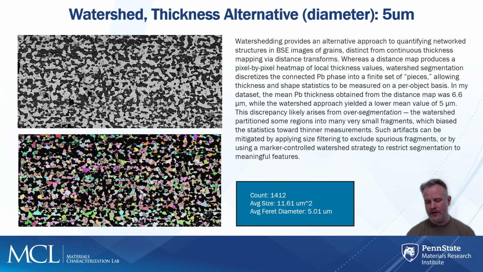Now I'm getting a little bit smaller diameter, about 5 microns, probably because there's areas in the network that are being over-segmented into very, very small fragments. That could be pulling my statistics down. You can apply filters here, but of course you could apply a filter and force it to give you the exact result that you're looking for, and in this case, I didn't want to do that. I just wanted to one-shot it and see how close I could get to 6.6 microns with this approach.